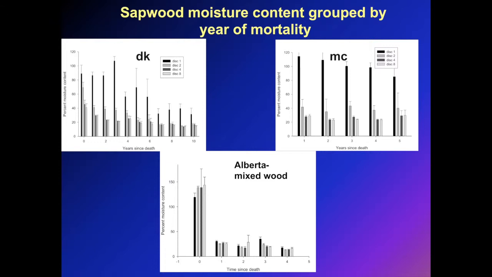So on the top here, we've got two graphs from the BC samples. And the way that you read this is disc 1, and so that's the leftmost bar in each of the clusters, and that's the disc taken at stump height. Disc 2 is the disc taken at breast height. Disc 4 is 1/3 of the way up the tree. And disc 8 is 2/3 of the way up the tree.